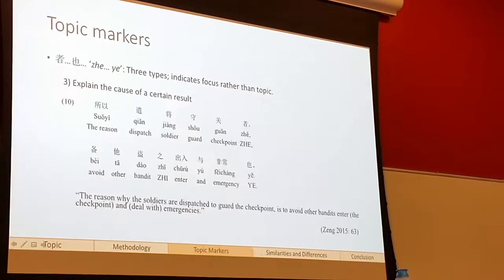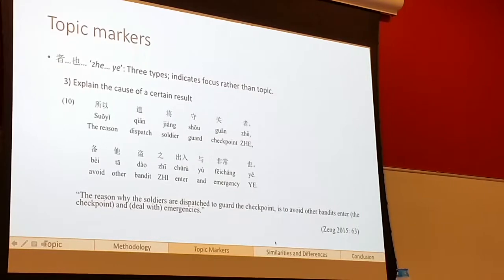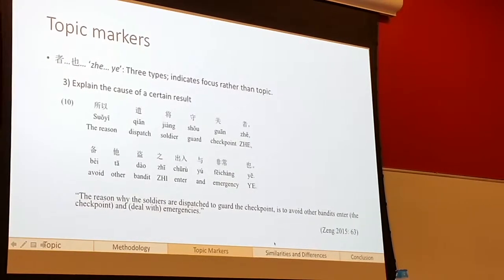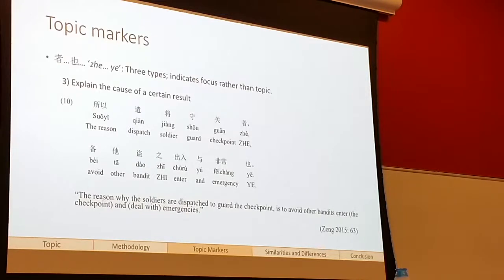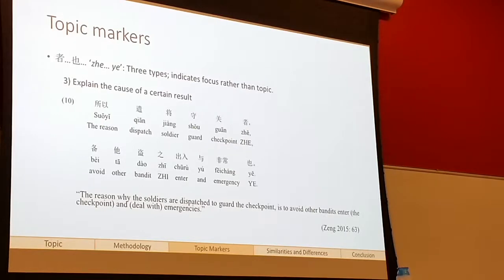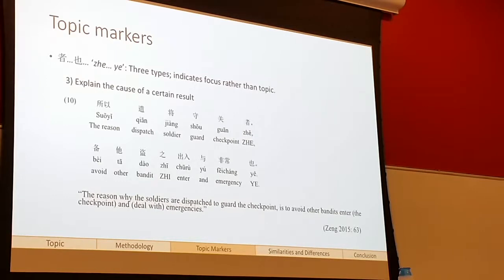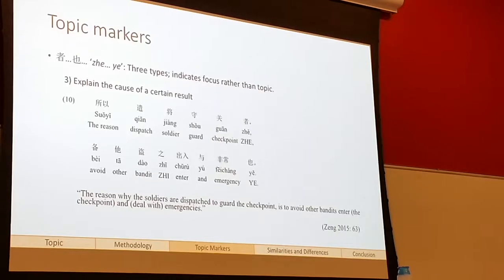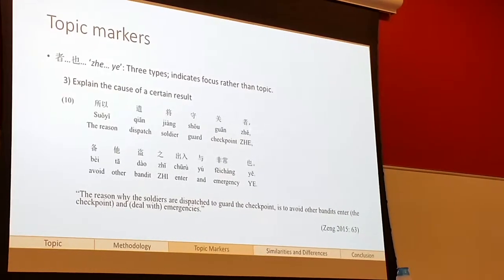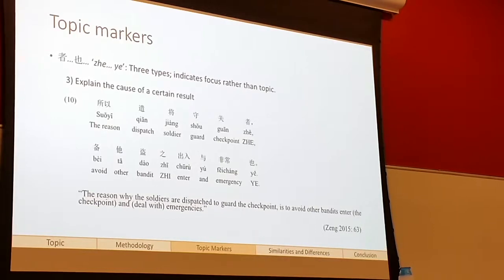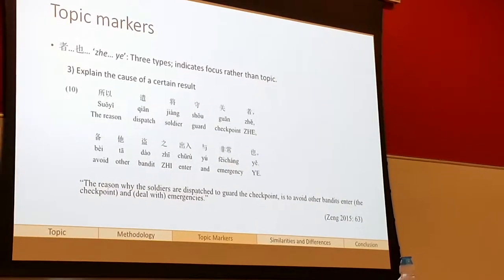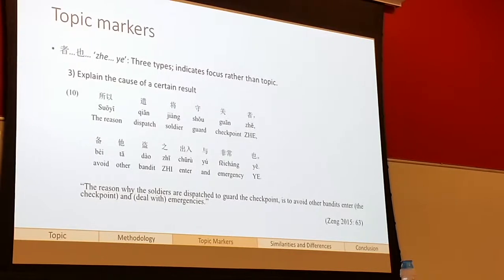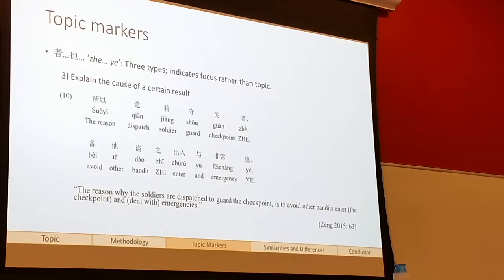So the third type of 者也 is to explain the cause of a certain result. This is a really famous example. 所以遣将守关者，被他道之出入于非常也. In 10, I'd rather say that it's kind of like a reverse relationship between cause and effect. Because as you can see from this translation, the reason why the soldiers are dispatched to the checkpoint is to avoid. So there's a reverse relationship between these two. And 之 here is to put in the subject and predicate construction.